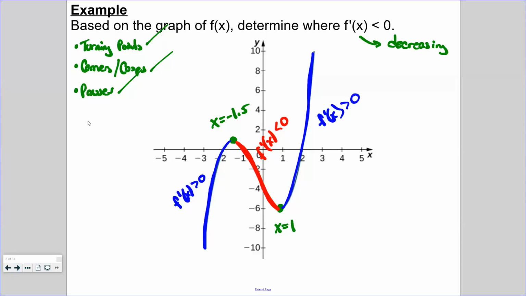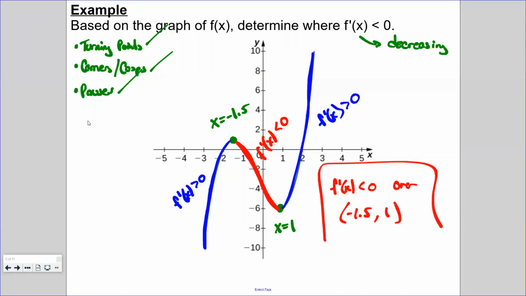Yes, this is the same process as the first derivative test. So we use the same process we did to find local maxes and mins to also find increasing and decreasing. But anyways, let's finish the problem. All right, so we know that f prime of x is less than 0 over the interval from negative 1.5 to positive 1. Boom. Question answered. All right, can I move on? Great.